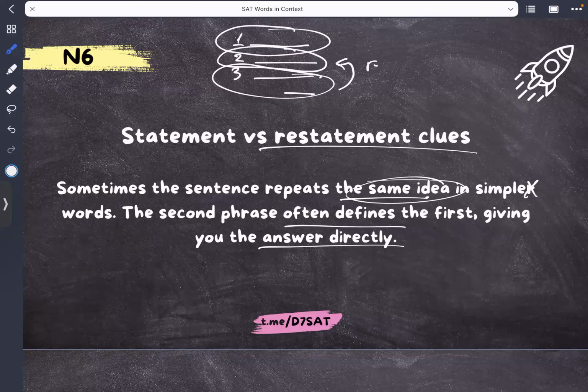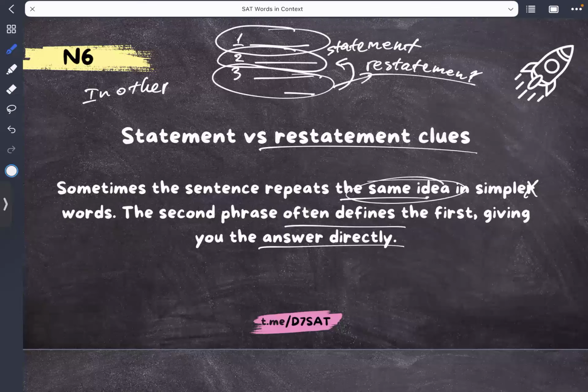It might mean it's just a restatement. Sentence three is a restatement of the statement given in either sentence one or sentence two. So this is your statement part, and this is your restatement part. Think of a transition word, for example, "in other words." You can use this transition word.